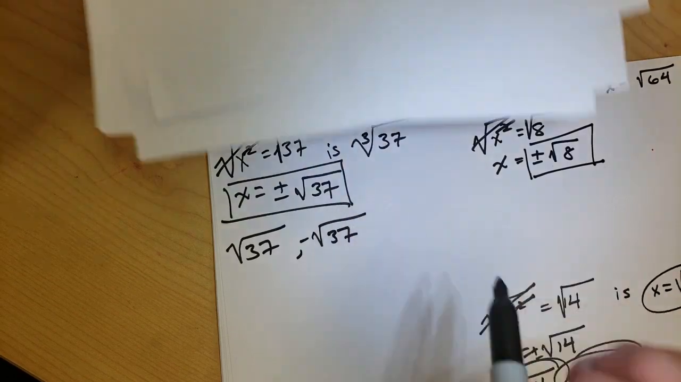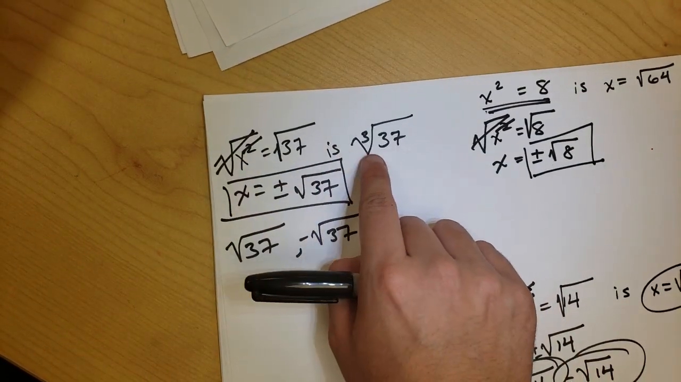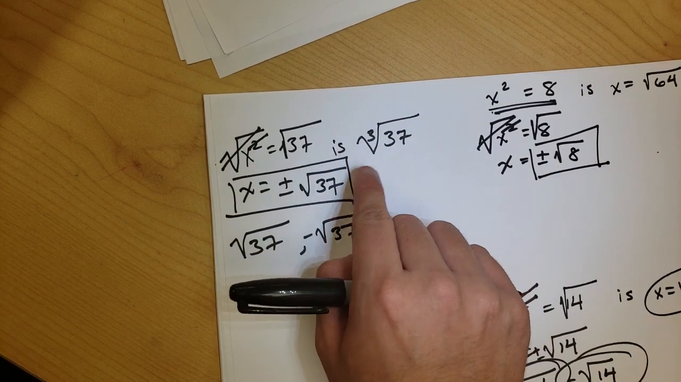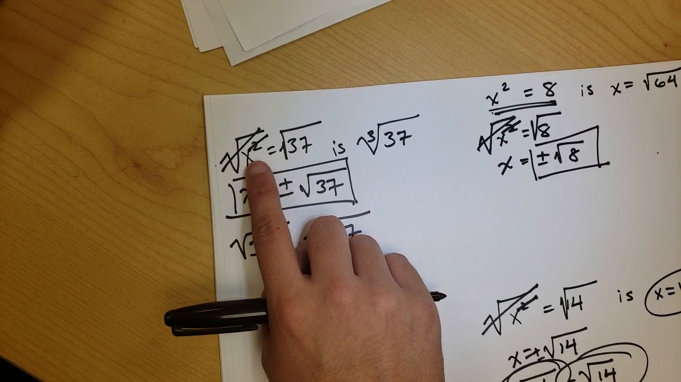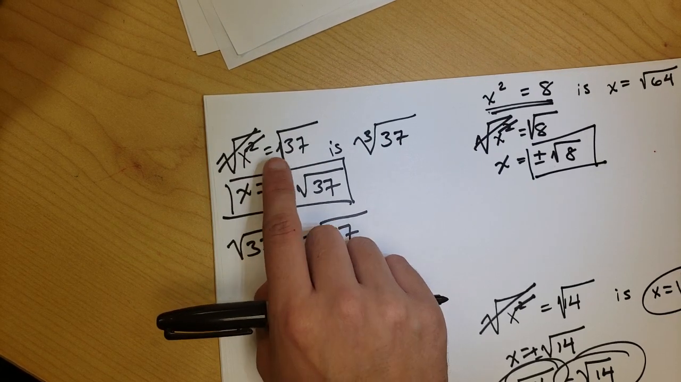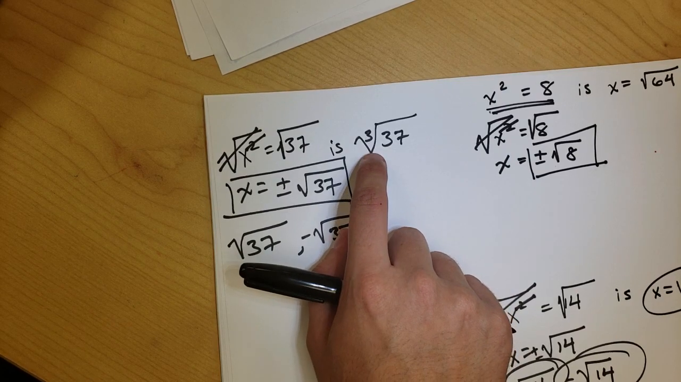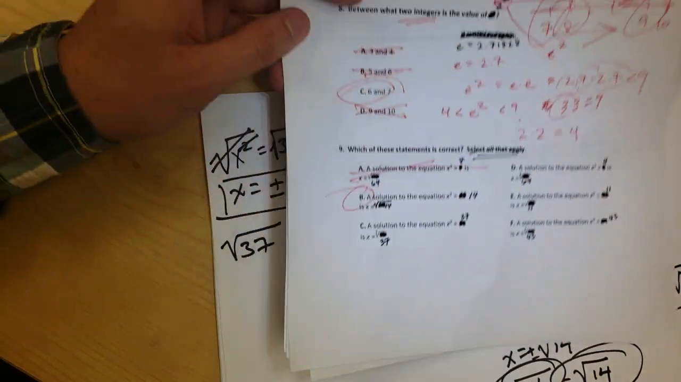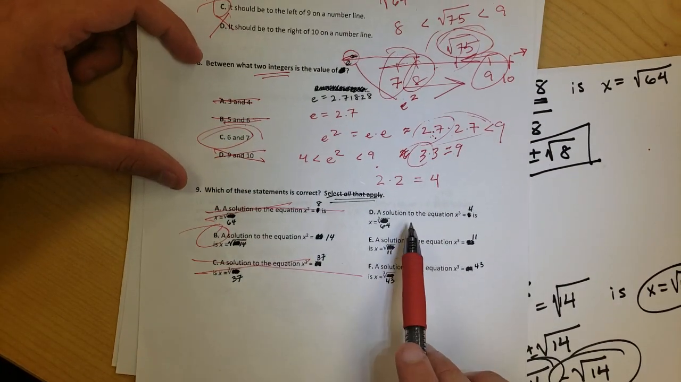Guys, notice that they said we're given x squared equals 37. There's no way you're going to get a cube in your work from a squared problem. The equation only had squared in it. There's no way you're going to get a cube root. That's not going to happen, all right? So that means this is wrong. Let's go to this one.